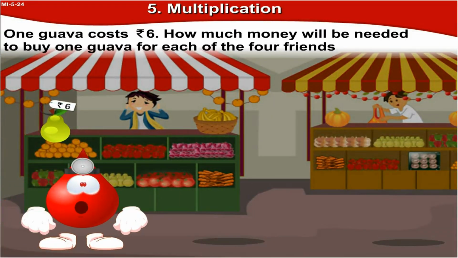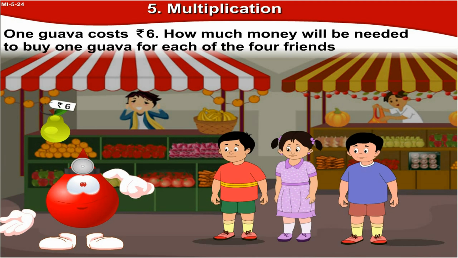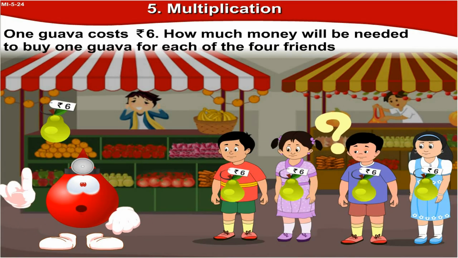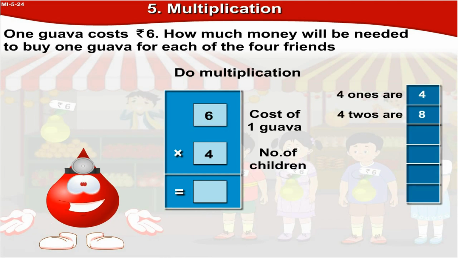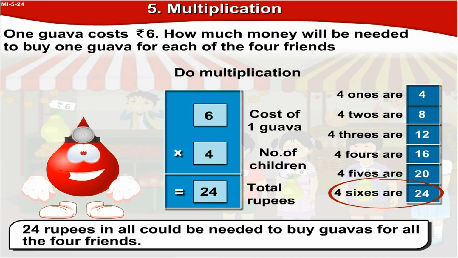One guava costs ₹6. Tony, Sonu, Nandu and Salma. How much money will be needed to buy one guava for each of the 4 friends? ₹6 is the cost of one guava. 4 is the number of children. So we shall say the 6 times table up to 6 fours. 6 fours are 24. So 24 rupees in all would be needed to buy guava for all the 4 friends.